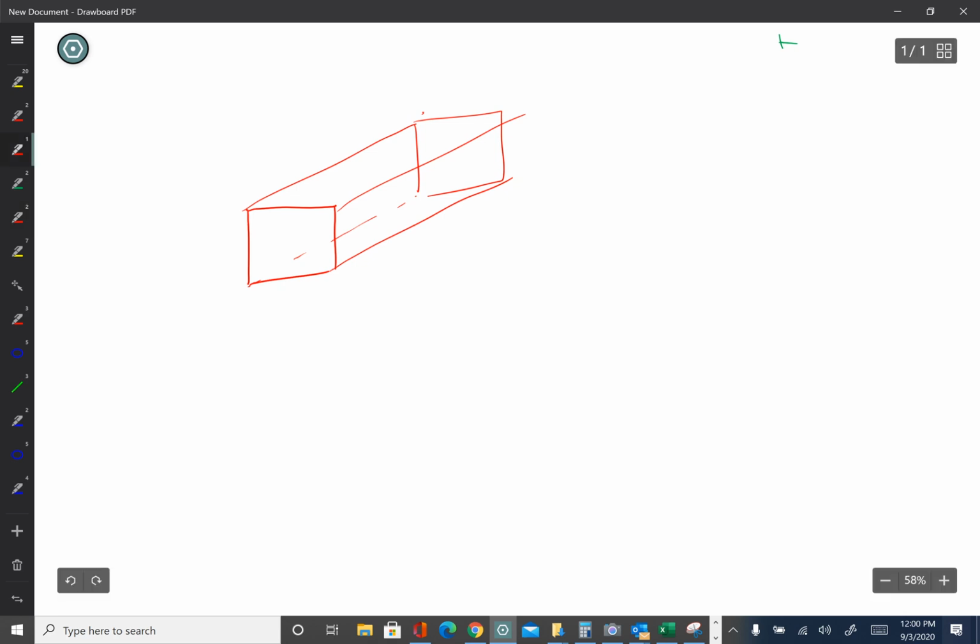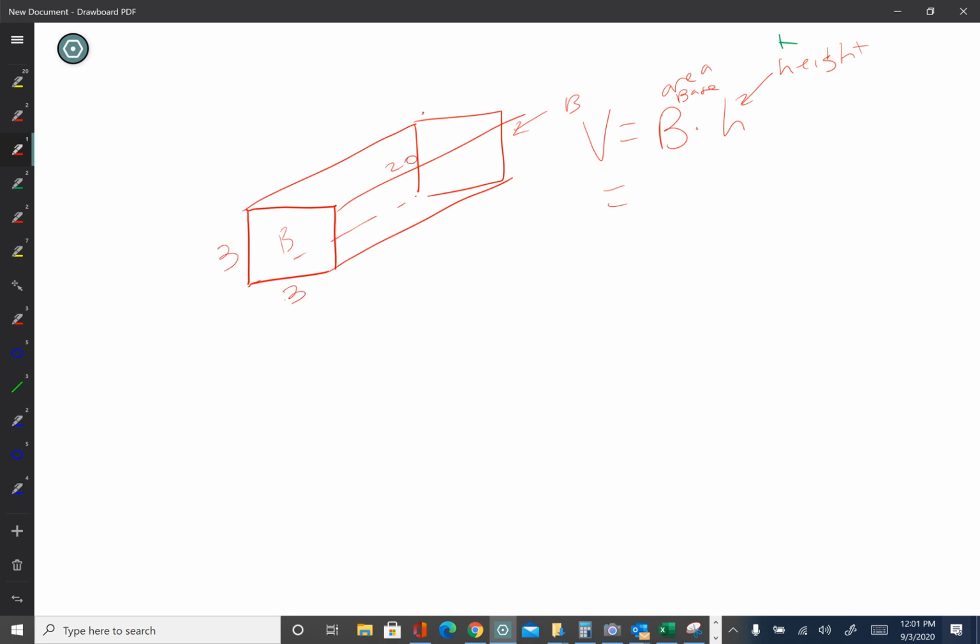Okay, so let's call these the bases. This is the base, and the back is the base, right? Remember the volume formula. Volume equals big B times H. Big B is the area of the base, and this is the height, the distance between the bases. So let's say this is 3, 3, and 20. We first have to find the area of the base. Well, what shape is the base? It's a square. So we're going to do 3 times 3, or 3 squared, times, what's the height? The distance between the bases is 20. So you get 9 times 20, which is 180. So the volume is 180.